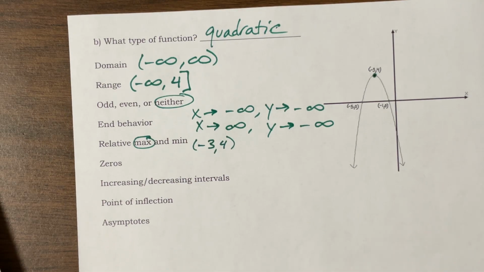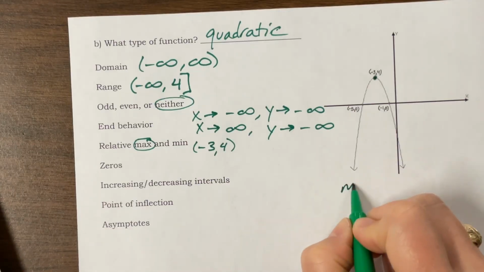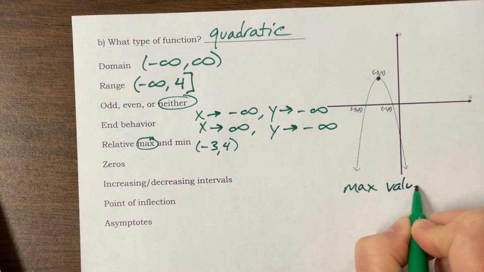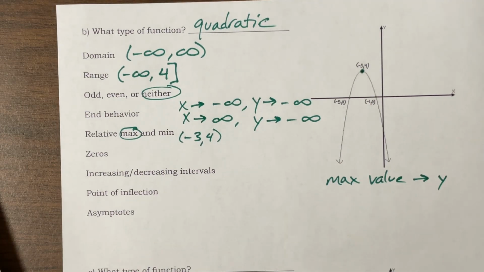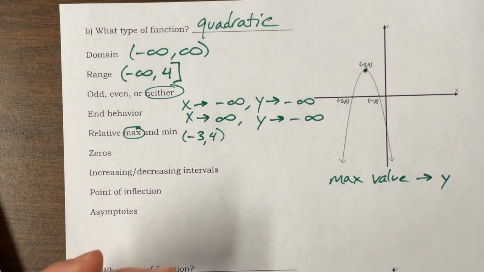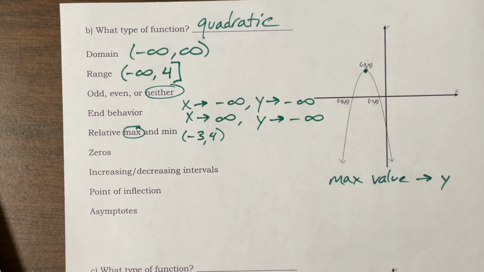So be careful how they ask that question. If they say, what is the maximum value? The maximum value is the y value, which would be y equals 4. If they say, where is the max, that is based on what its x value is. So it'd be at negative 3.